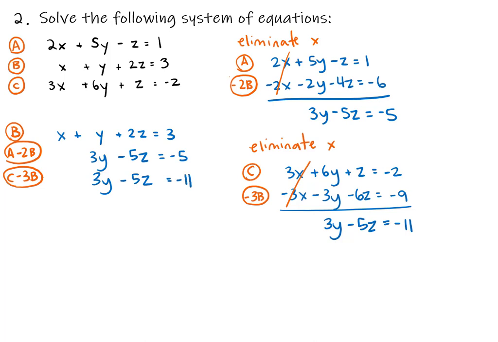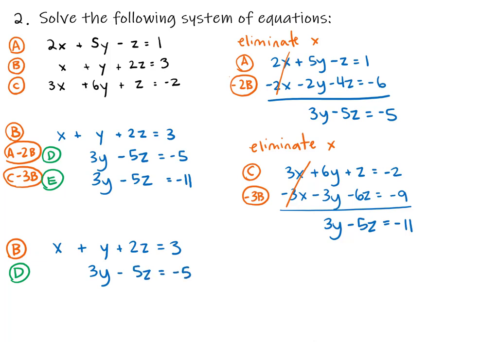Let's go ahead and rename our second and our third equations as D and E. And our first equation is going to be B. X plus y plus 2z is equal to 3. Our next equation has two variables. It's equation D. 3y minus 5z is equal to negative 5. And then we want our third equation to eliminate our y's. So I'm going to say equation D minus E.